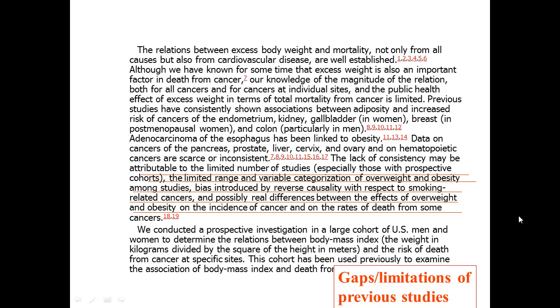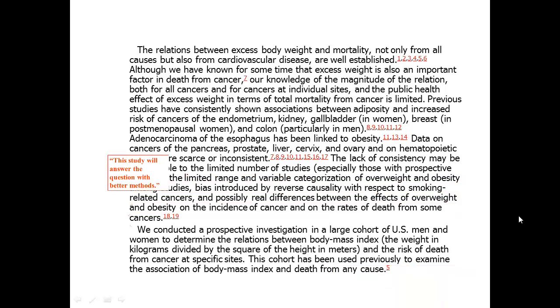There were also different ways that people categorized overweight and obesity. There were some potential biases introduced by smoking. And people maybe didn't do a good job in these previous studies of always separating the difference between getting cancer and dying from cancer. And they specifically want to know about dying from cancer, not just about cancer incidence, that is, getting cancer. So those are all the gaps and limitations. They've nicely lined them out for you.